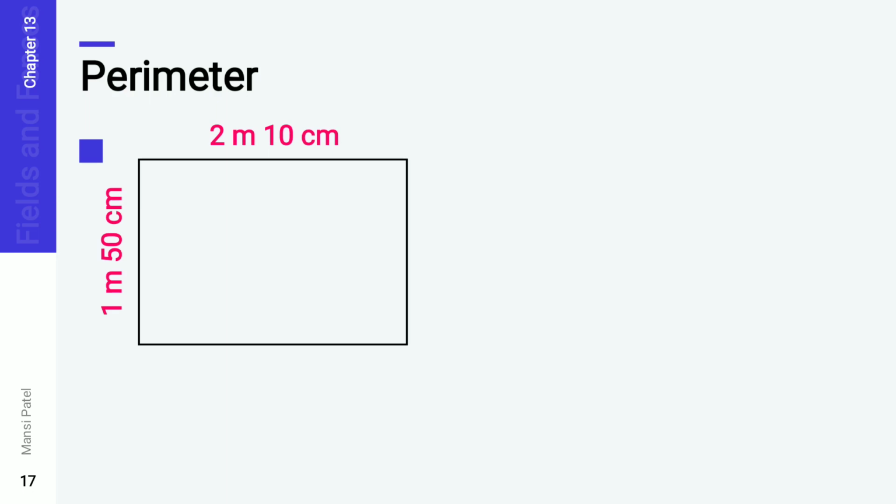Perimeter. In this question you also have to find the perimeter of this rectangle. They were given the measurements, length and breadth, in both meters and centimeters. So first of all, what do we have to do? First we have to convert this meter into centimeter.